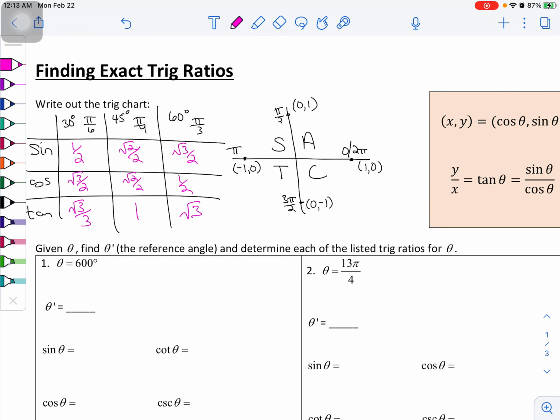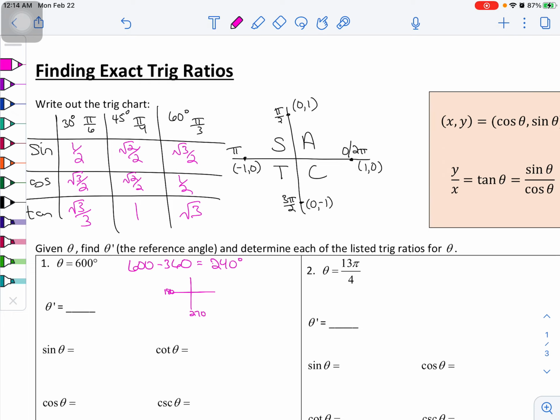Problem number 1, we're given theta is equal to 600. Now, 600 isn't on the unit circle. And the reference angle that we're going to try and figure out isn't necessarily the coterminal angle, so let's do one thing at a time. Let's start by finding the coterminal angle. So 600 minus 360 equals something that's not going to happen in my head. All right, so that's 240 degrees. That's the coterminal angle.